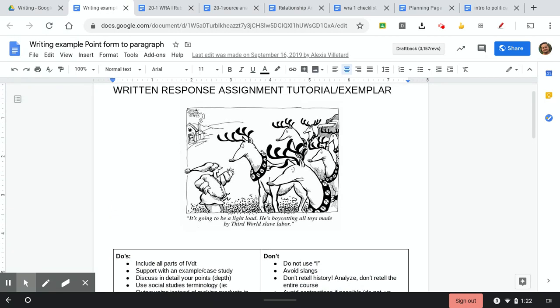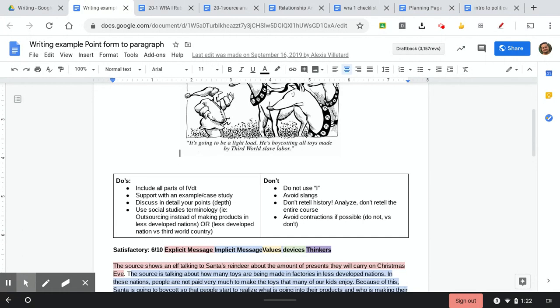Santa Claus or an elf. Yeah, it's an elf talking to some reindeer. It's going to be a light load. He's boycotting all toys made by third world slave labor.